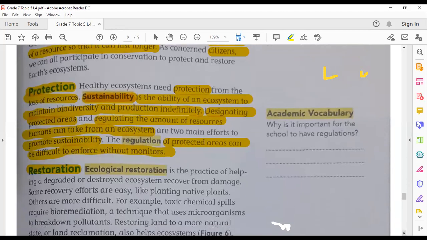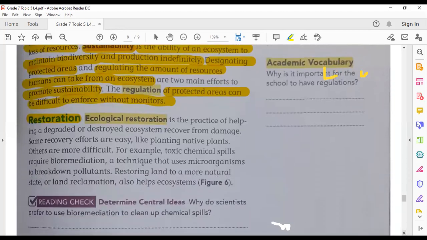The second practice for conservation is restoration. What is ecological restoration? Who knows what it means in Arabic? What is restoration? It means restoring the environment. Excellent. Exactly. When you restore something, you bring it back.